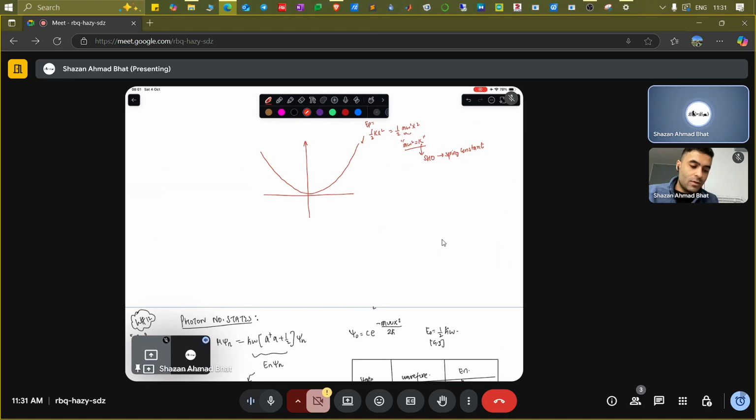But if you write it for the photon, then the mass doesn't exist. Then it has a different meaning altogether.